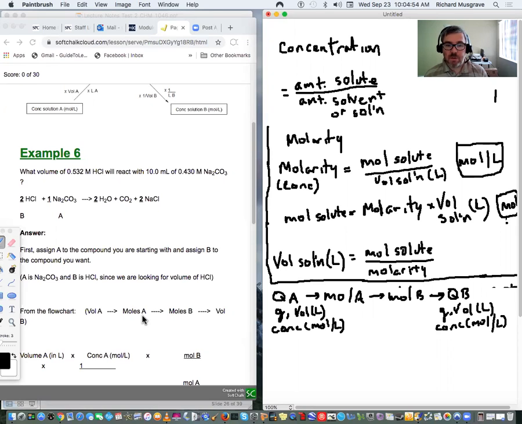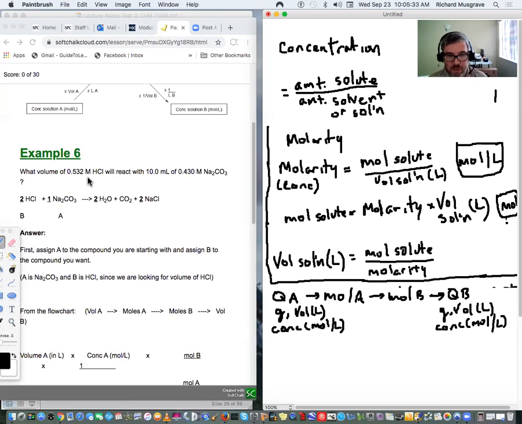Another clue is often how much information we're given about each thing. Generally speaking, we're going to be starting with the thing about which we have the most information. When you look at Na2CO3 here, you can see that it has two bits of information associated with it. You've got a volume and you've got a molarity. But on the other side, we've only got one thing for the HCl, and that's the molarity. Does anybody have any questions?